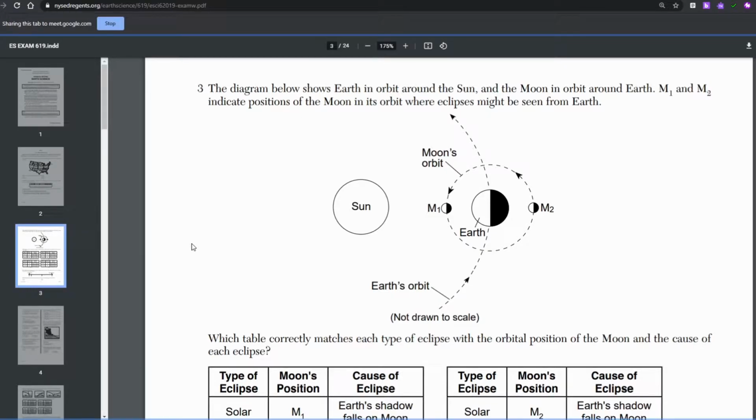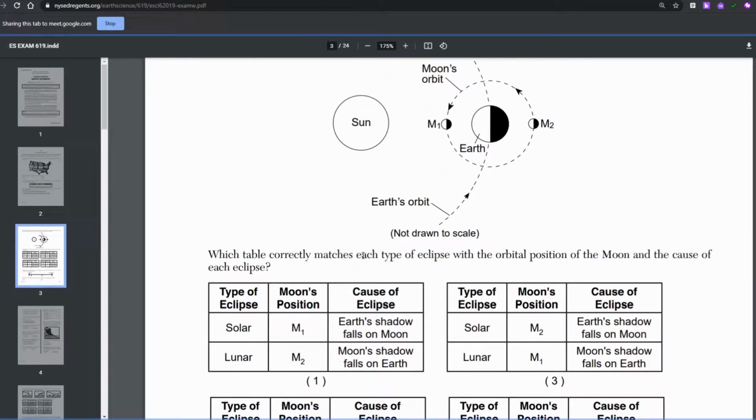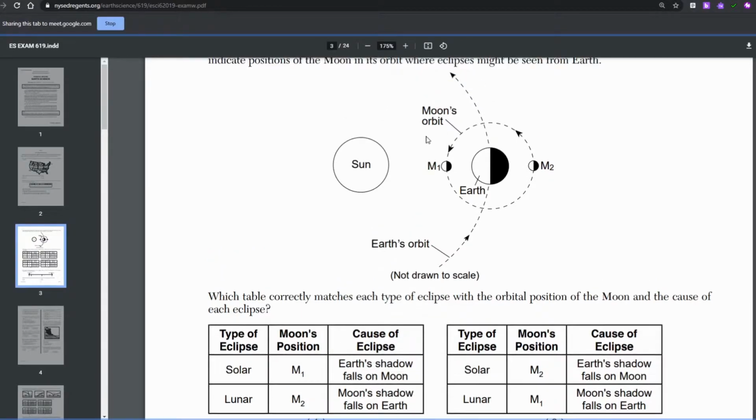Number three. The diagram below shows the Earth in orbit around the Sun and the Moon in orbit around the Earth. M1 and M2 indicate positions of the Moon in its orbit where the eclipses might be seen from Earth. Which table correctly matches each type of eclipse with the orbital position of the Moon and the cause of each eclipse? Okay, so here's the Sun, here's the Earth. We've got the Moon in position 1. In between the Sun and the Earth.